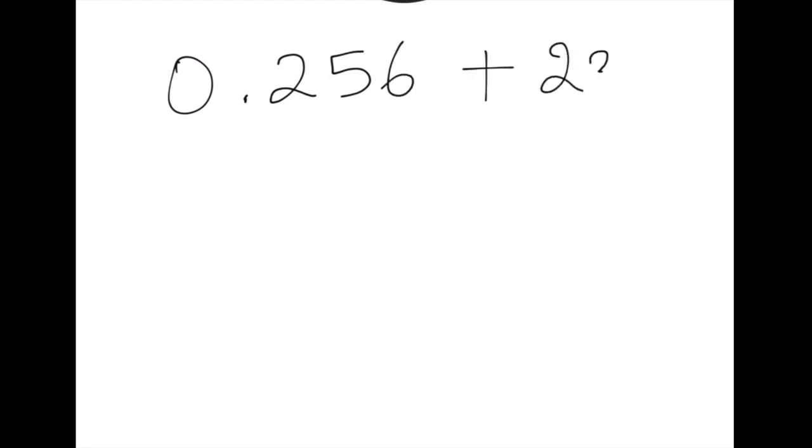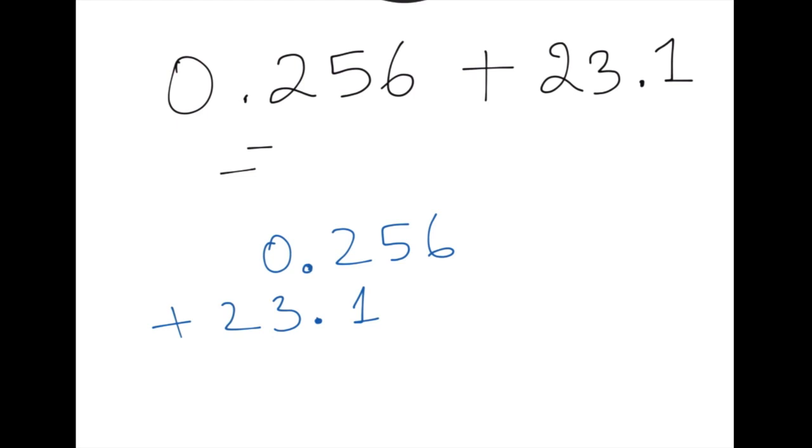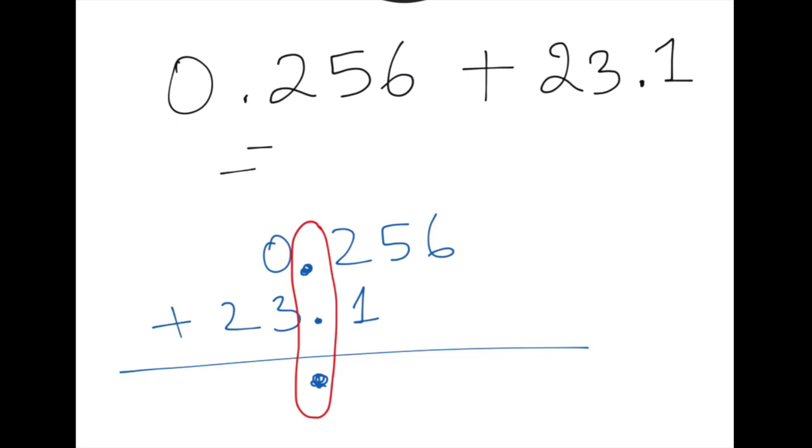Let's try another one. 0.256 plus 23.1. Again, it's all about making sure the decimal points are lined up. Do you see that? The decimal points are lined up, and my answer is going to have the decimal point right here. Again, that's very important. The decimal points have to be lined up vertically. Alright, and then I can go ahead and put zeros over here as placeholders. I can put 0 over here as well.